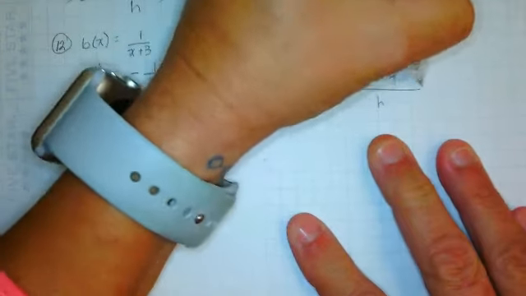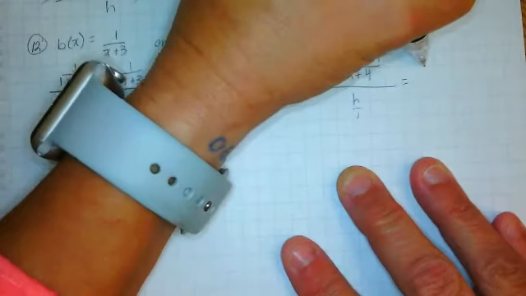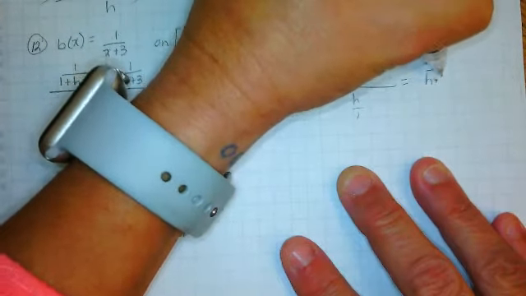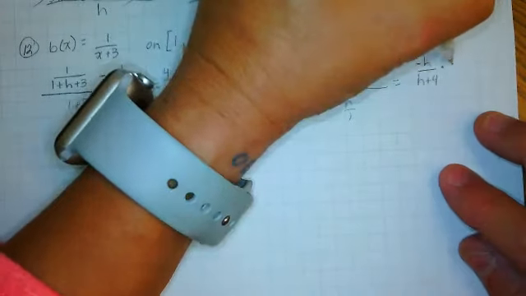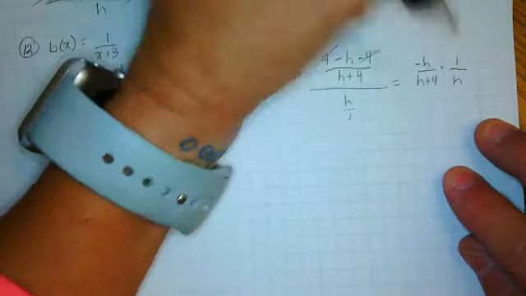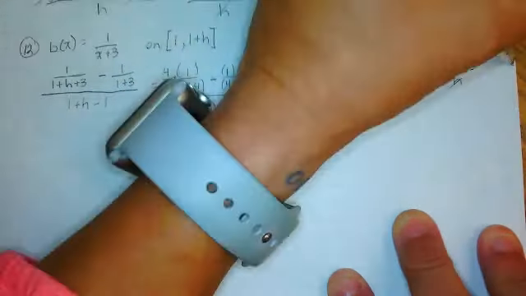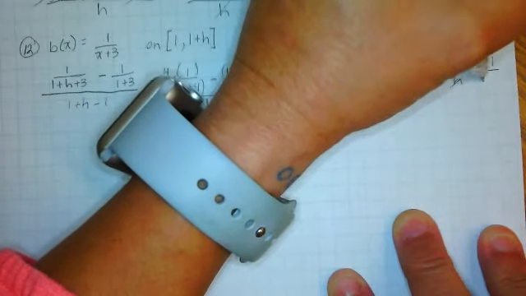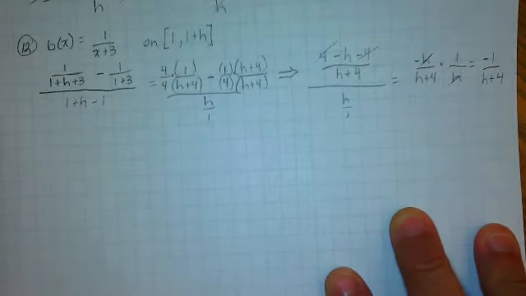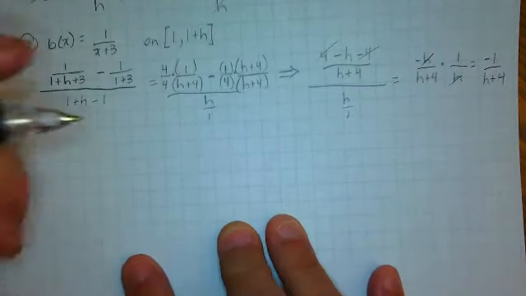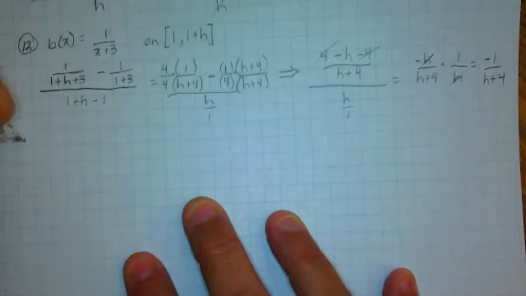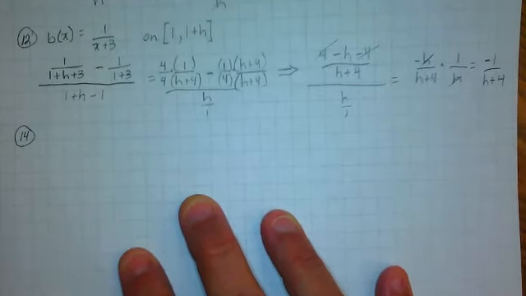And let's go ahead, this is when you divide fractions, you change them to multiply. I'll go ahead and show that step, just so you won't get confused. So we ended up with negative h over h plus 4 times, when you flip that over, it'll be 1 over h. Final answer. Negative 1 over h plus 4.